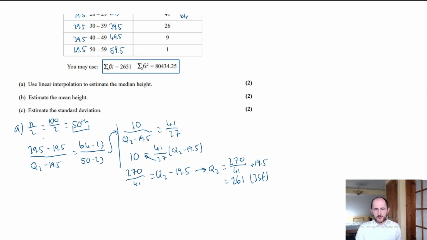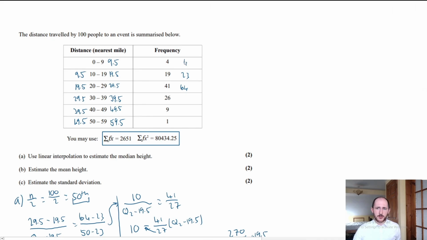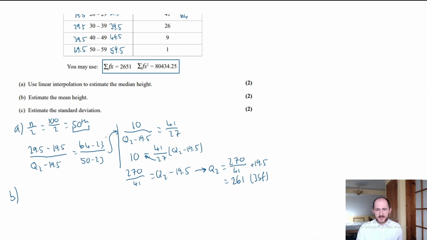Estimate the mean height. Remember what the mean is. Normally what you do is you do frequency times the midpoint, add them all up. But that is the same as this. So this is another reason why notation is very important. Some students would waste time working out what the midpoint times this is, adding it all up and then realizing it's just 2651. Well done. You've wasted a minute, maybe 2. All it is is the sum of f of x.